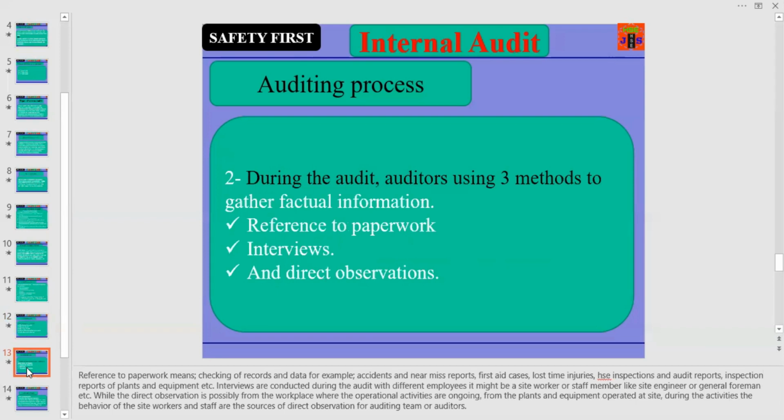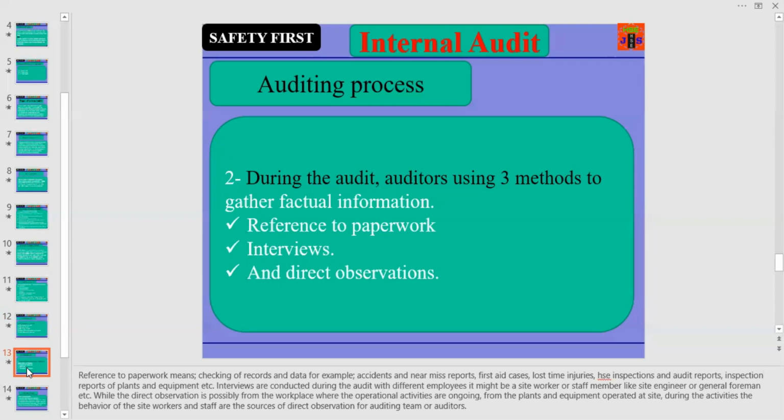There are 3 methods to gather factual information. Number 1, reference to paperwork or documentation. Number 2, interviews. And number 3, direct observations. Reference to paperwork or documents means checking the records and data, for example, accident and near miss reports, first aid cases, lost time injuries, HSE inspections, and the previous audit reports, inspection reports of plants and equipment, etc.